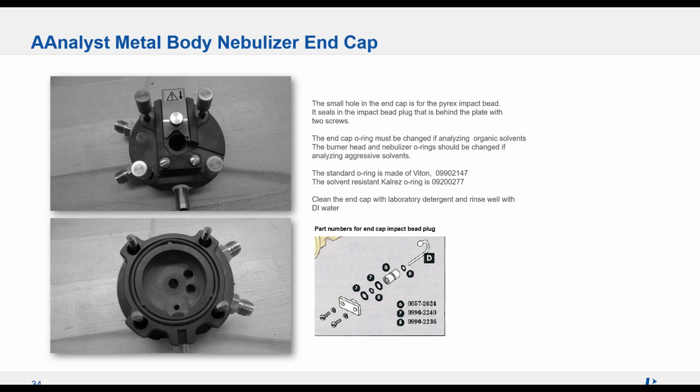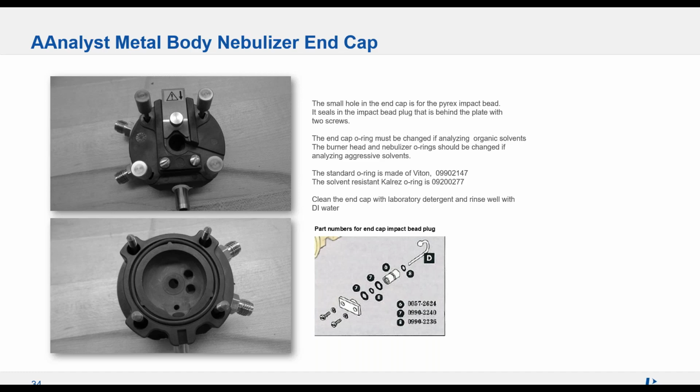And there's 4 O-rings associated with this plug. There's one large O-ring right behind the plate. There's another large O-ring in the middle of the plug, and then you have 2 small O-rings on each end of the plug. And that's what the Pyrex impact bead seals in. A lot of times people forget about this plug, and so this could collect some rust if it has not been cleaned on a regular basis.